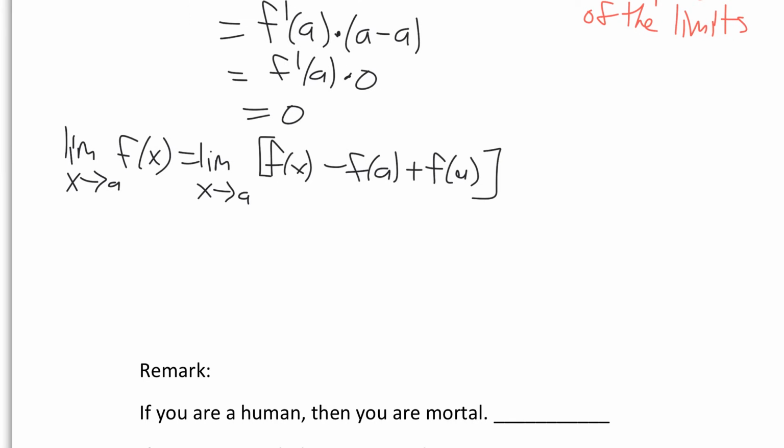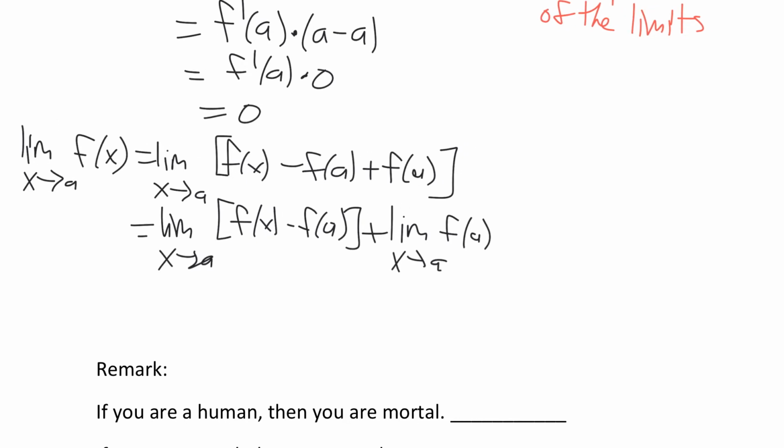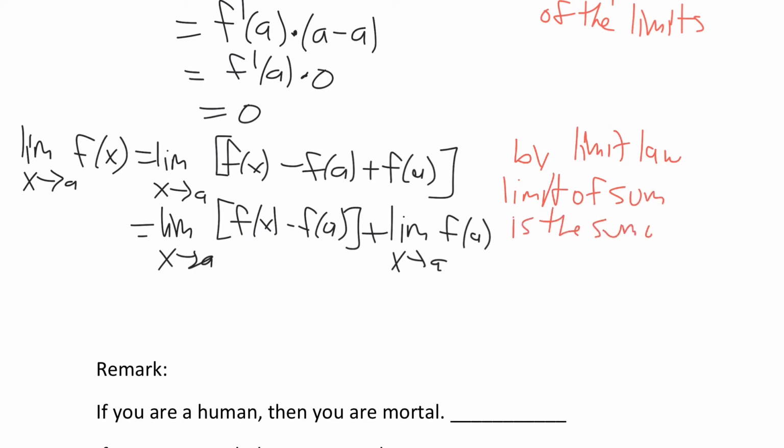So let's go ahead. We can split this limit up as the limit as x approaches a of f of x minus f of a, plus the limit as x approaches a of f of a. Again, we're allowed to do this because of the limit laws. We know that the limit of the sum is the sum of the limits. So we can say, by limit law, limit of sum is the sum of the limits.